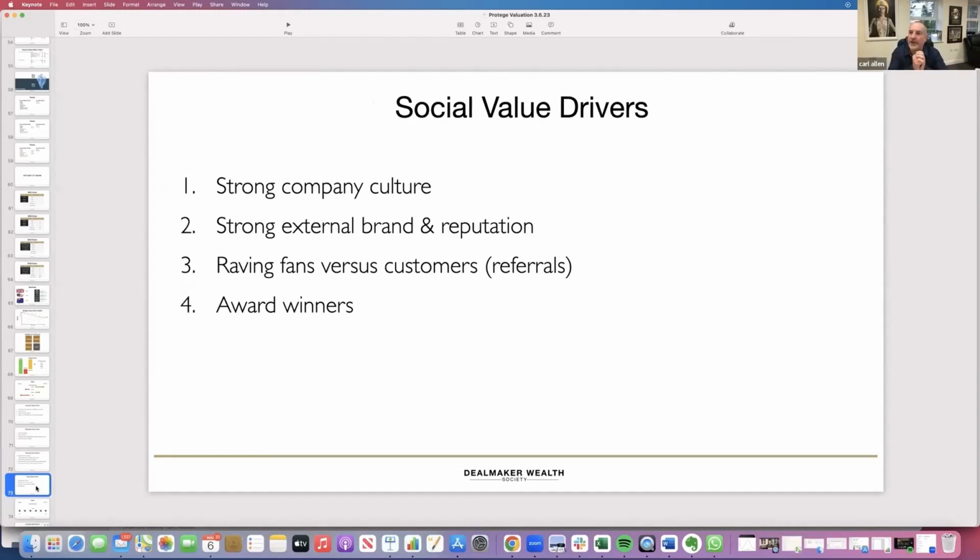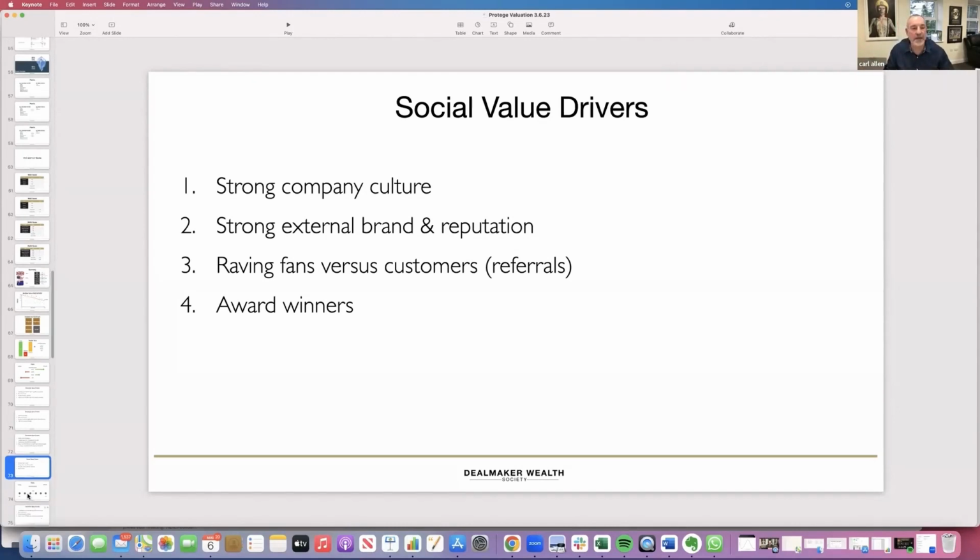And then the social value drivers that I look at are, does this company have a strong culture? Does it have a strong external brand and reputation in the marketplace? Does it have raving fans versus customers? Are my customers constantly referring new customers to this business? And has it won any awards?